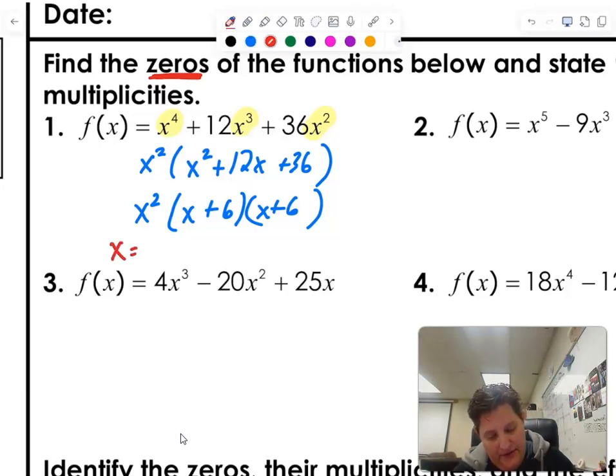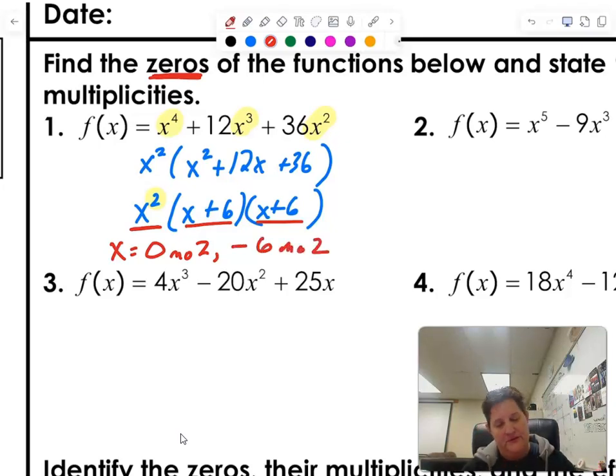But we know that this gives us a solution of 0. Now, because of the squared right here, it means we actually get that answer twice. You are welcome to write 0 twice like that, or you can write that it has a multiplicity of 2. And then here I get negative 6. Again, I get it twice, so you can write it twice, or a multiplicity of 2.